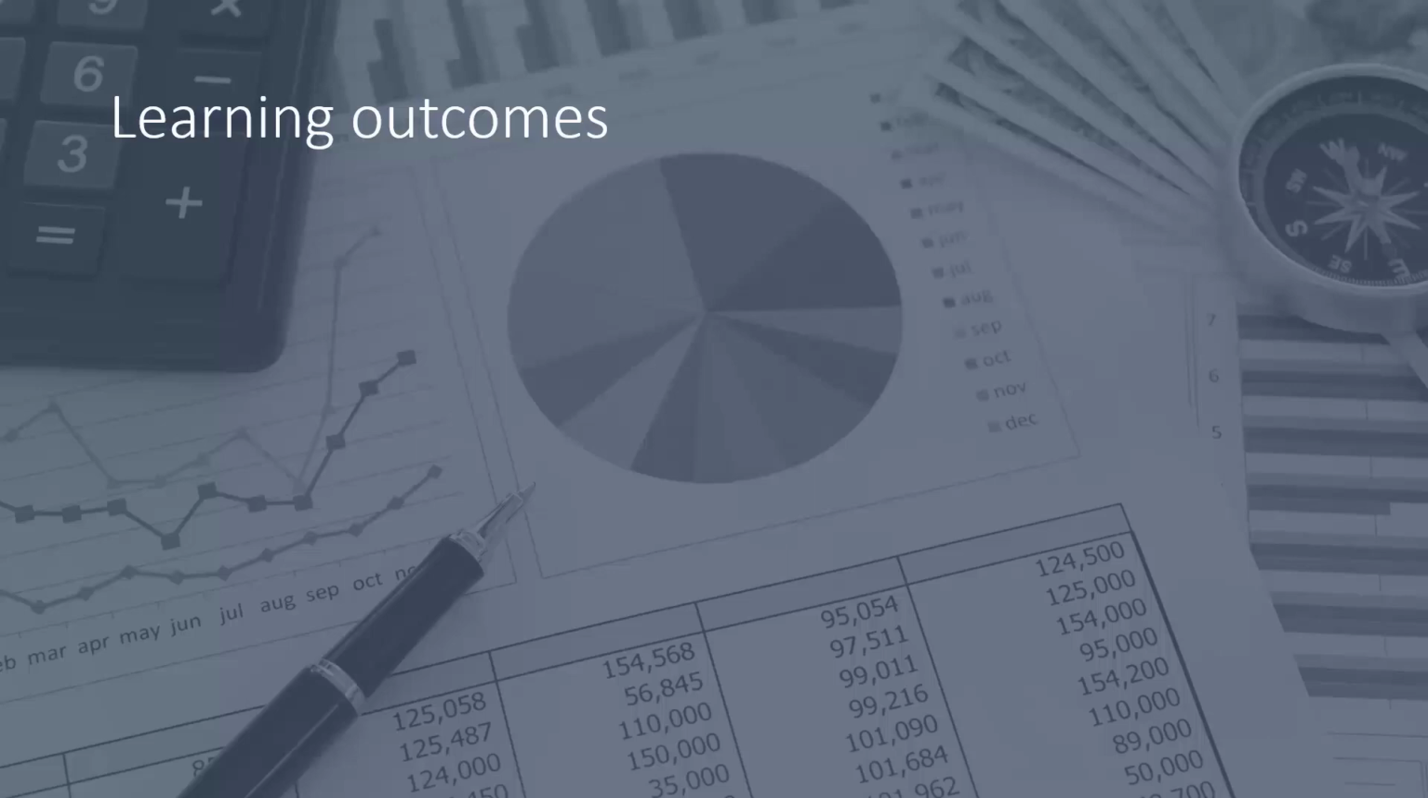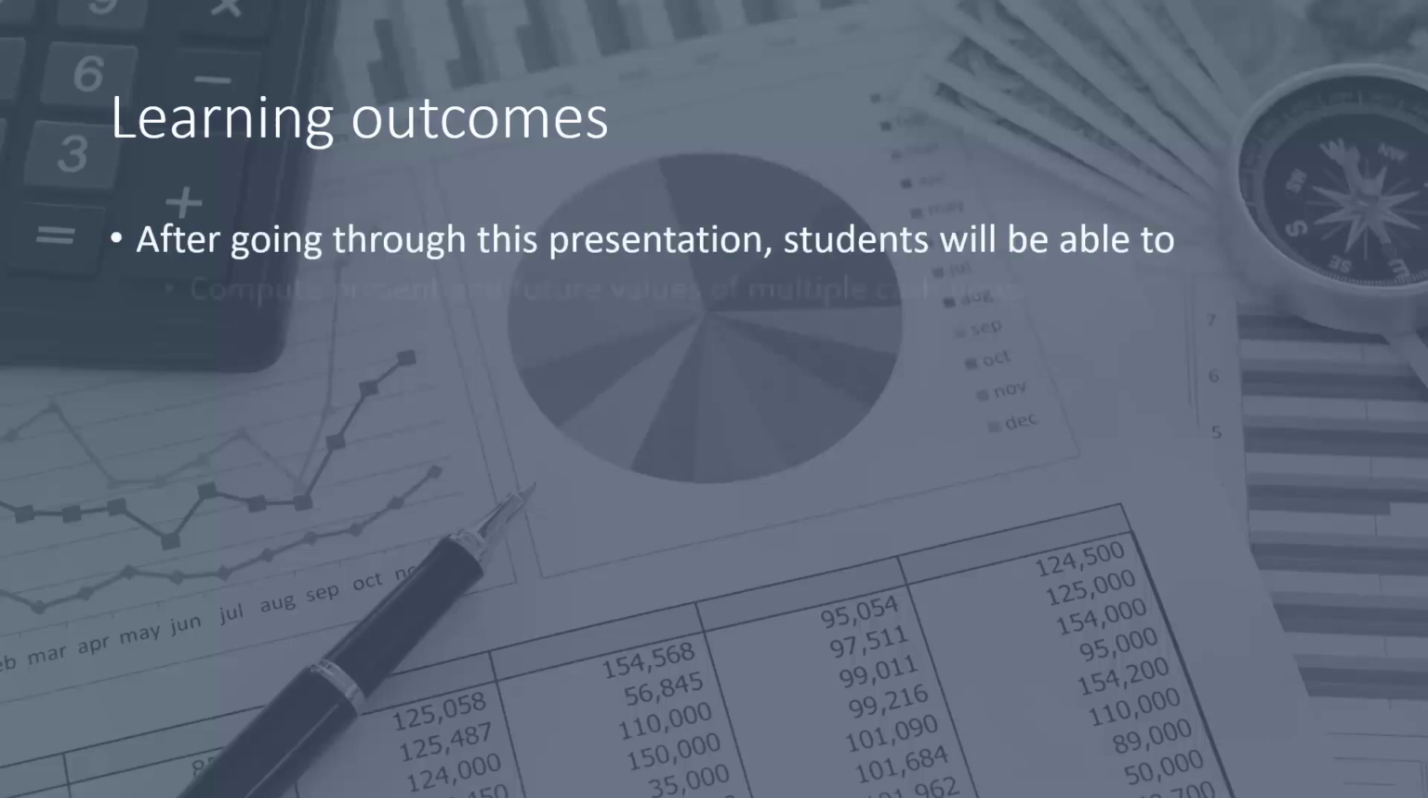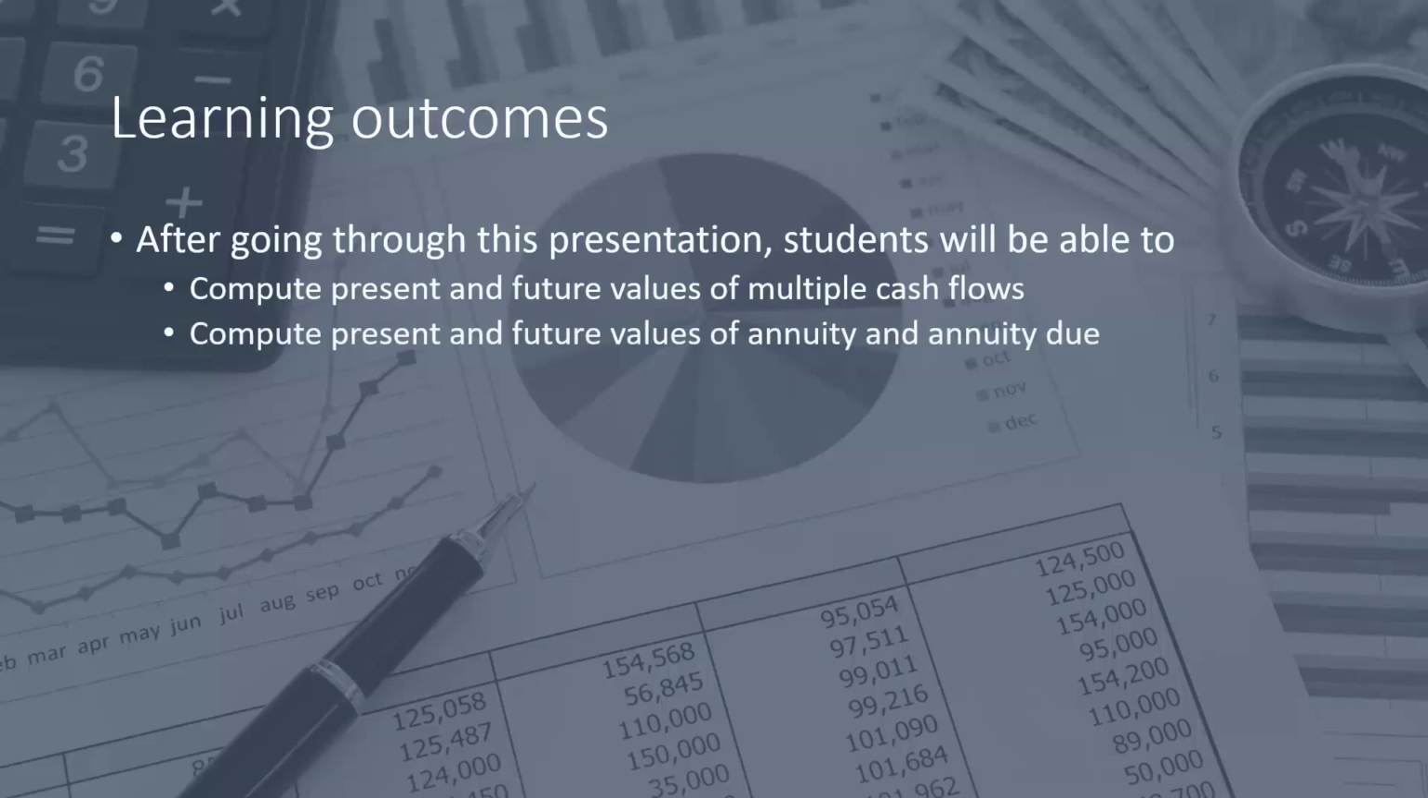Now, so far what we've done is we've seen the time value of money equation, or the TVM equation, for 4 of the factors: present value, future value, rate, and time. In this particular presentation, we'll be seeing how to compute the present and future values of multiple cash flows. We'll look at how to compute the present and future values of annuity and annuity due. So these multiple cash flows can be constant or not constant.